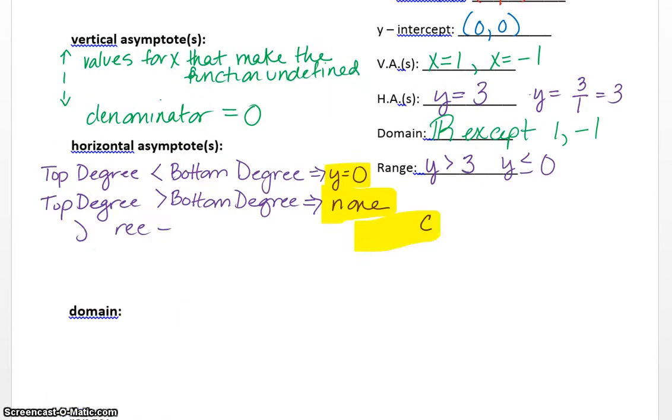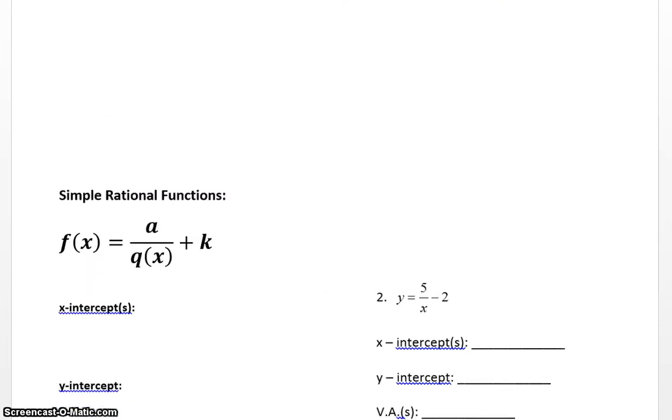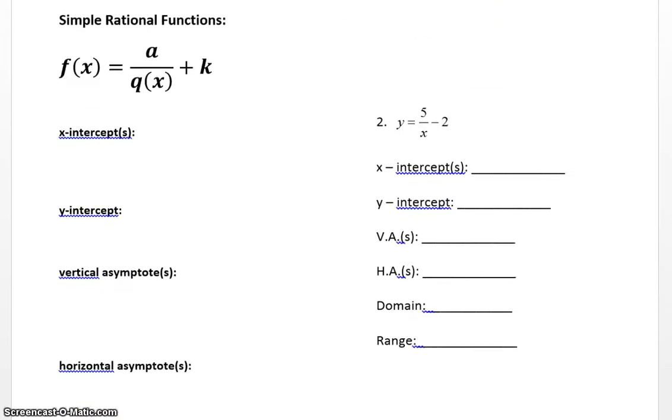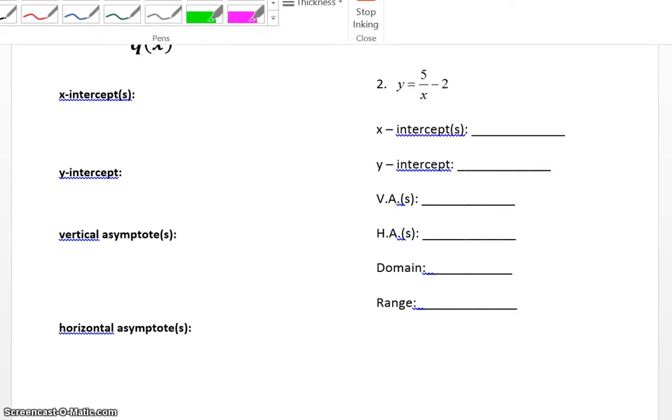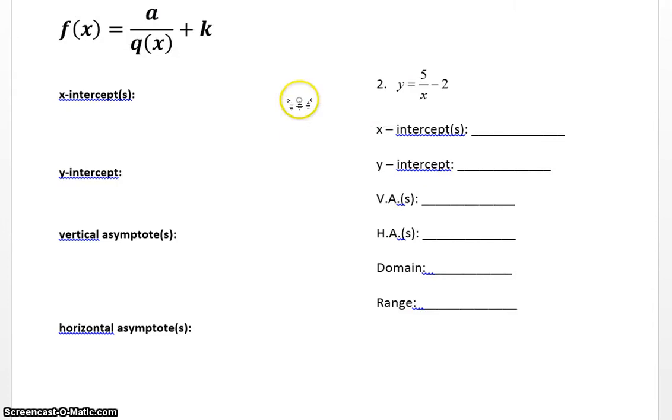Okay, so moving on to the other type. This would be the right column of your notes. They look a little bit different. They only have x's on the bottom in the denominator, and then there's this plus k. So how are we going to find x-intercepts? Well, to find x-intercepts, we're going to do what we've always done, and we are going to plug in 0 for y and solve.